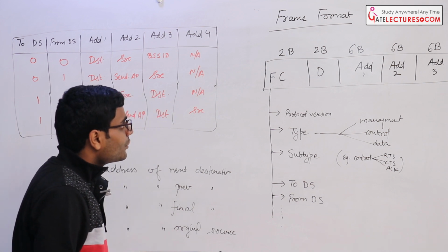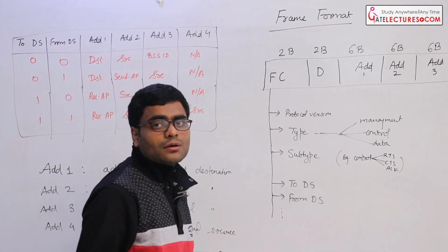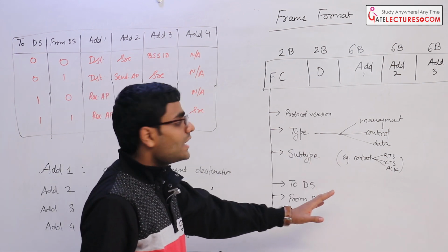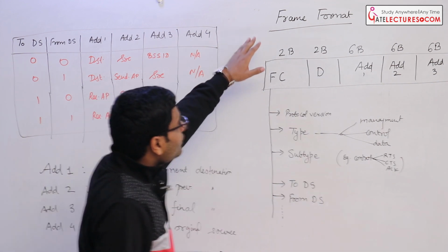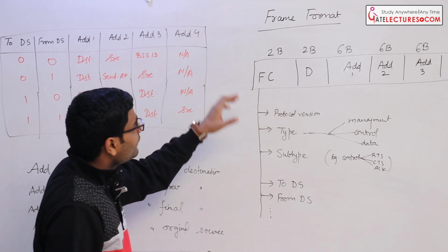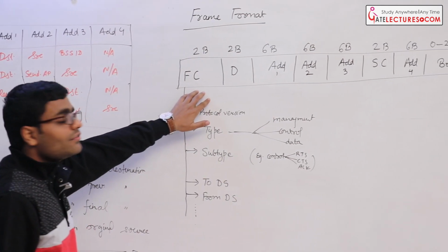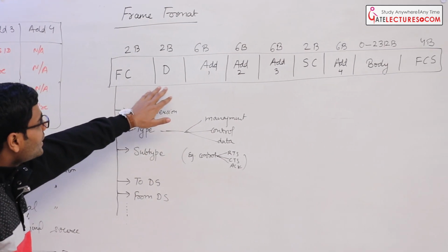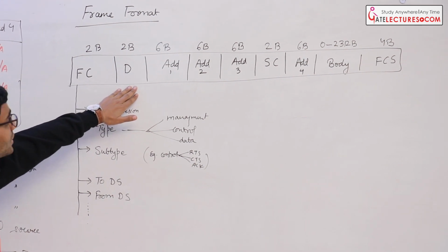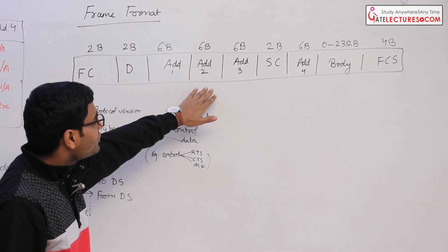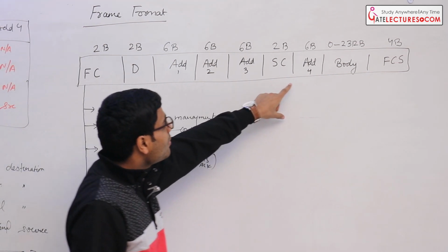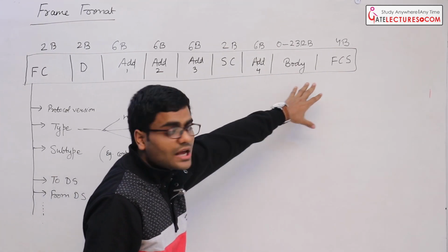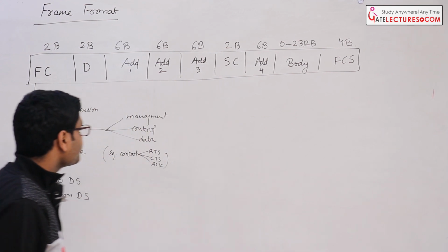All these things which we are going to learn now, you need not mug up. Just get the brief idea, and if a question comes on this, you will be able to do it. Fine. So in the frame format, these are the particular fields. 2 bytes are given for frame control. Then we have D, meaning duration. Then we have address 1, address 2, address 3, sequence control, which is a sequence number, address 4, frame body, and the FCS, which is a checksum.